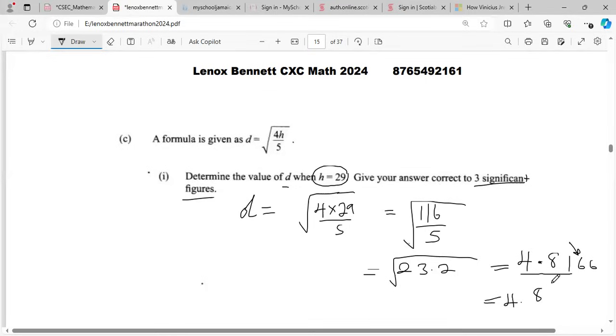Might. Now, the condition is if the number to the right is greater, we're going to add 1 to this. So 6 is greater than 5, right? So we add 1, so this becomes 4.82.